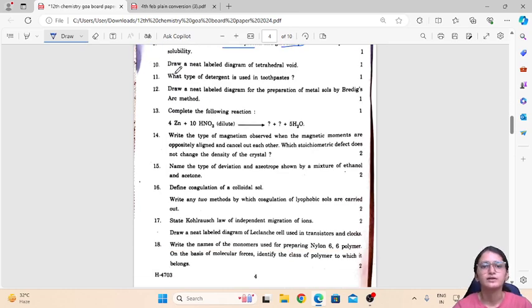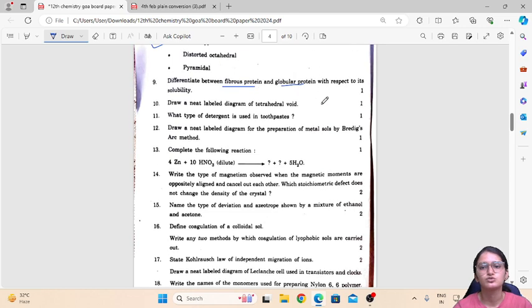Now next is about the diagram. Draw a neat labelled diagram of tetrahedral void. Now this diagram is from solid state, in which you just have to show how the tetrahedral void is created. That we can show by showing the spheres this way, 3 spheres. You all can refer to the textbook for that diagram properly. So this void which is created is called a tetrahedral void.